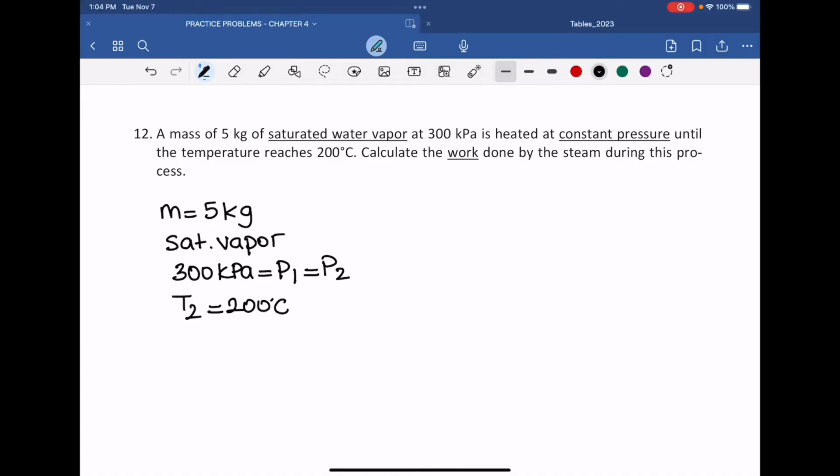So they're talking about boundary work, and the way to find the boundary work is, of course, using PdV, and that is P delta V, because it's a constant pressure process and P gets out. And with this being said, we know the pressure, but we need to know the volumes. So how can we know the volumes? We need to analyze our system at first state and second state. Initially, it was at 300 kilopascal, a saturated vapor.